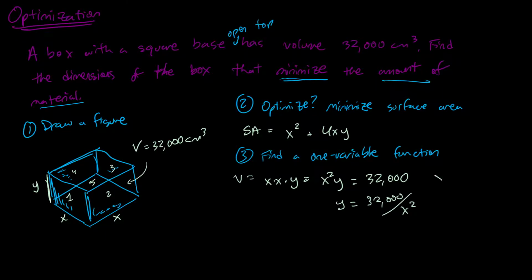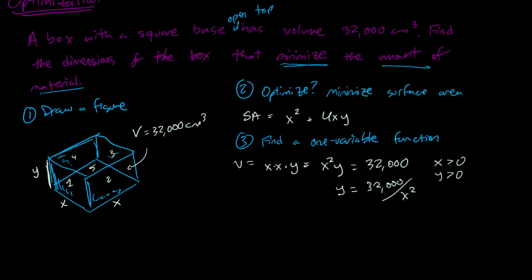I also can put some restrictions on x and y. I know that they both have to be bigger than 0. That just makes sense. Okay, so once I do that, I can substitute in, I'll call this S of x, which is not a function of x at the moment. But since I have a substitution for y, I can substitute that in and get a function of x.